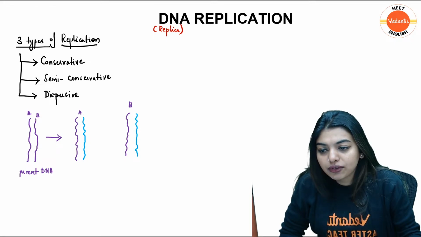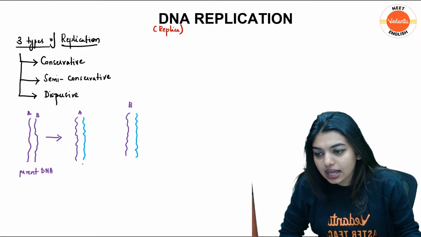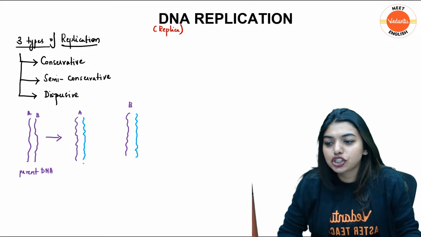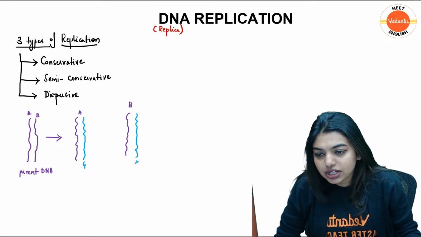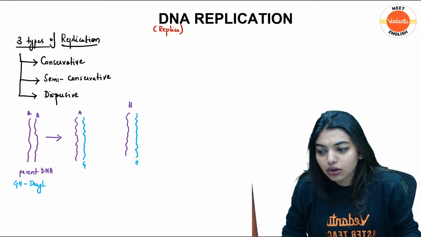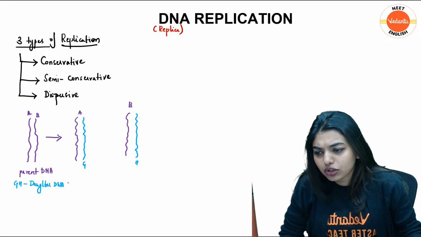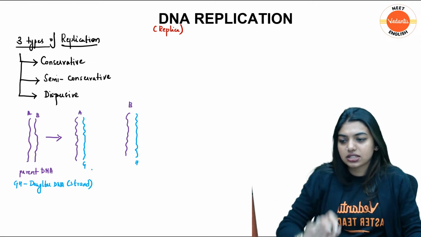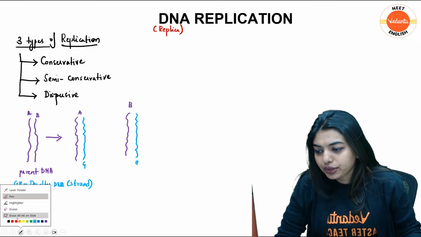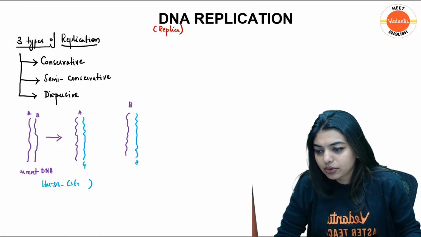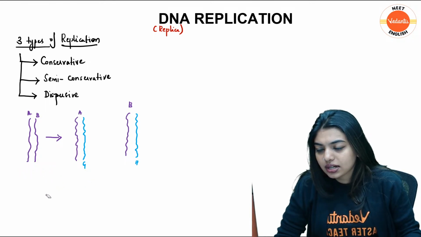These two newly formed strands, let's label them as G and H. This G and H will become the daughter DNAs, the newly formed daughter strands. This is one step of it. Now what are they going to do? I'm going to erase this part, students, because this is understood, right?